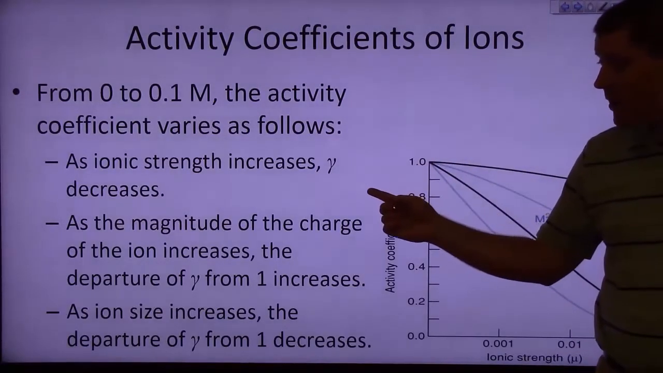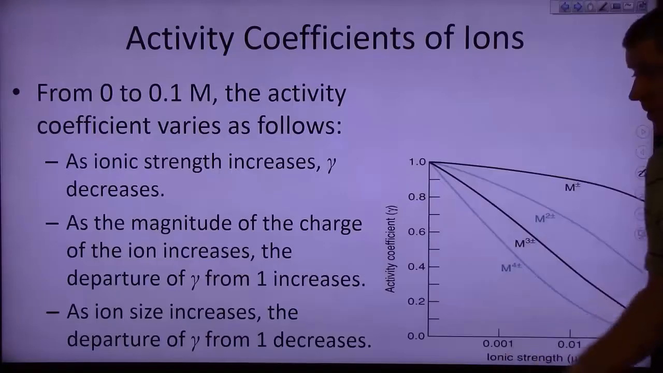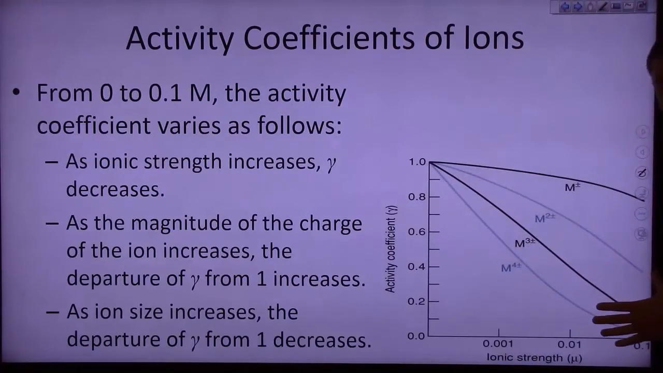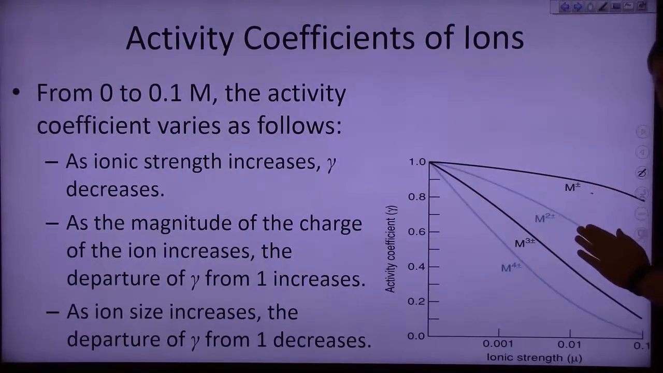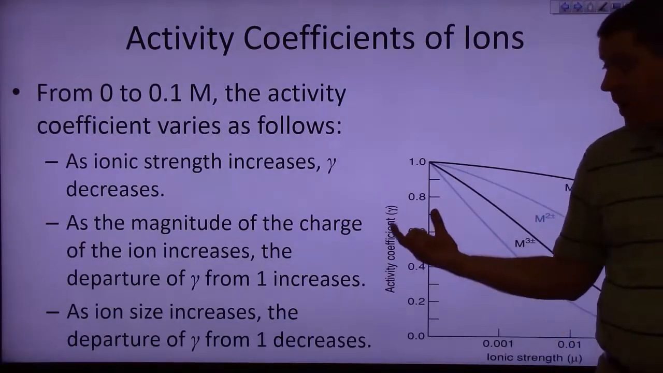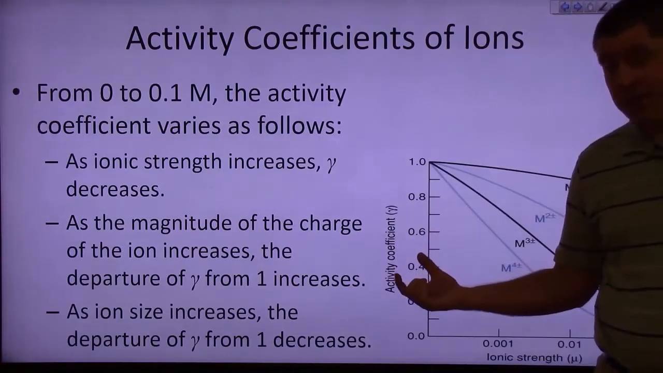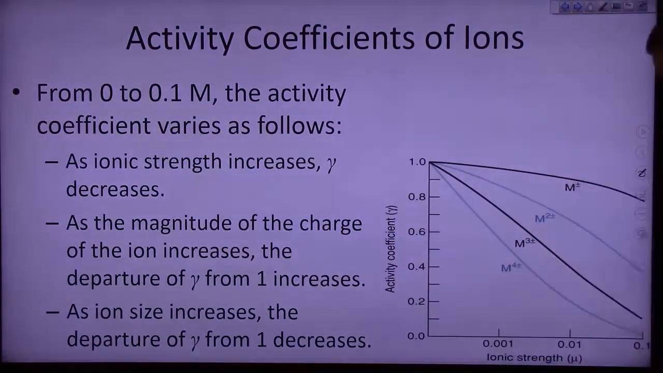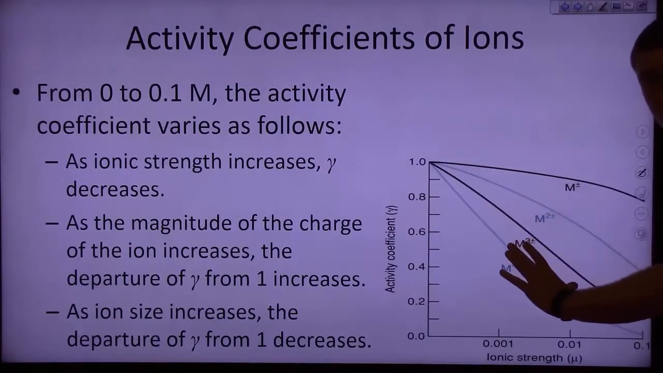As the ionic strength increases, so as we move to the right, gamma, the activity coefficient, decreases. So in all cases here, the activity coefficient is decreasing. Note that the different lines here are for the different charges, where the top charge is plus or minus 1, and then plus or minus 2, and so on down to plus or minus 4 on the bottom one here. Now, as the magnitude of the charge on the ion increases, the departure of gamma, our activity coefficient, from 1 increases. That is, as we get more and more charge, the slope of this curve gets more and more negative.